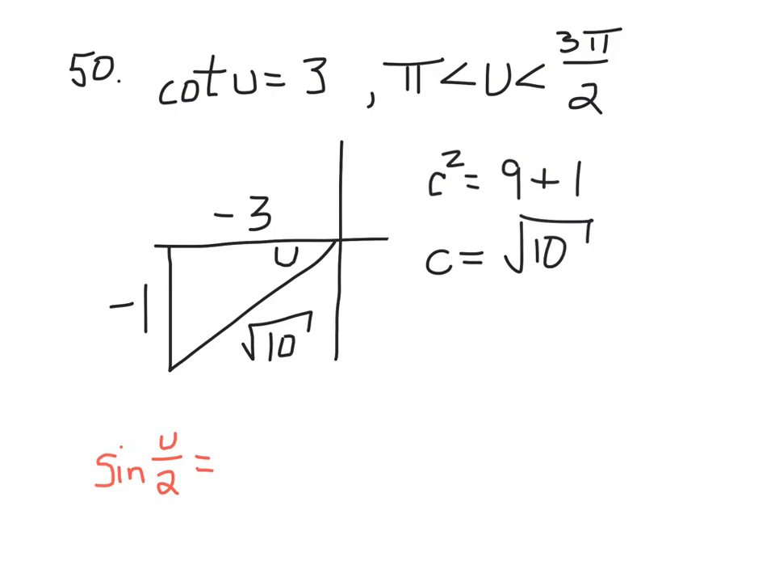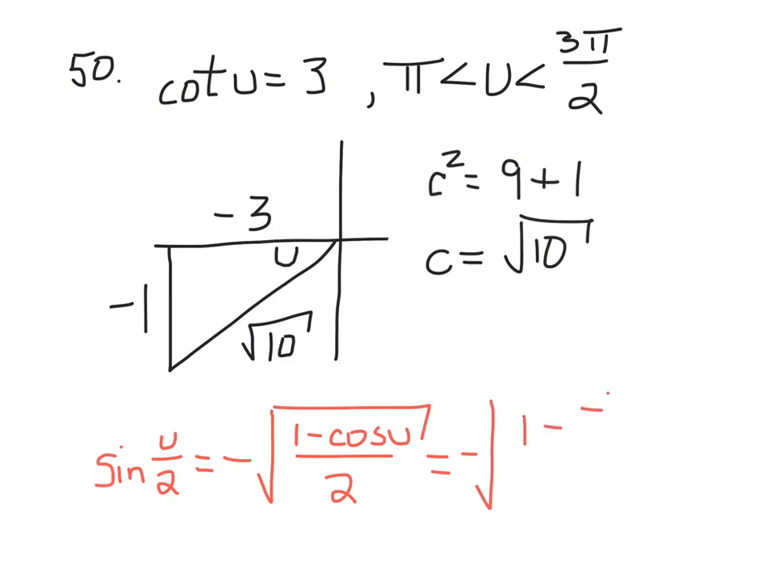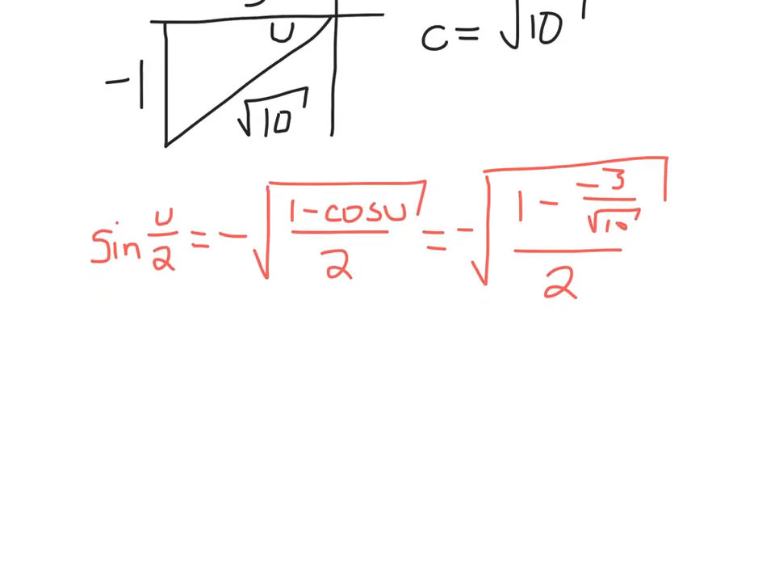So I'm not going to write both plus and minus here. I'm just going to write minus the square root of 1 minus cosine of u over 2. And since we have the right triangle now, we know what the cosine of u is, right? That's adjacent over hypotenuse. And now all we're doing is simplifying from here.